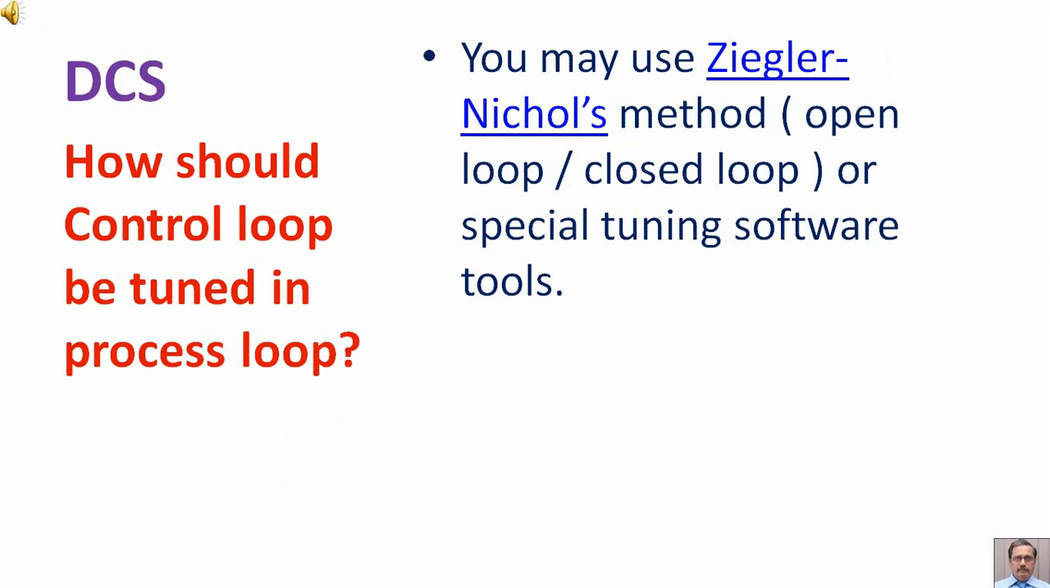How should control loop be tuned in process loop? Answer: you may use Ziegler-Nichols method, open loop/closed loop, or special tuning software tools.